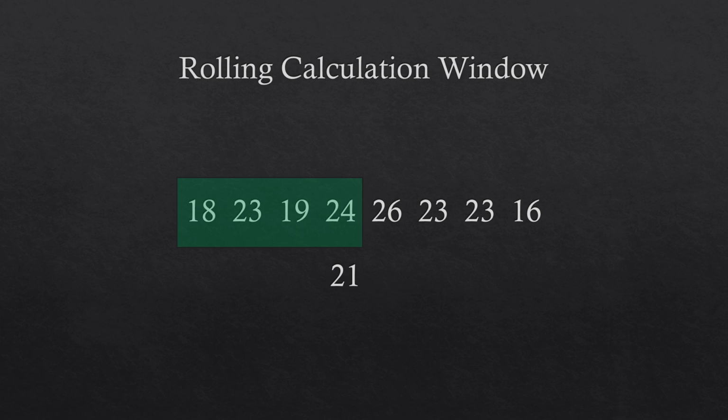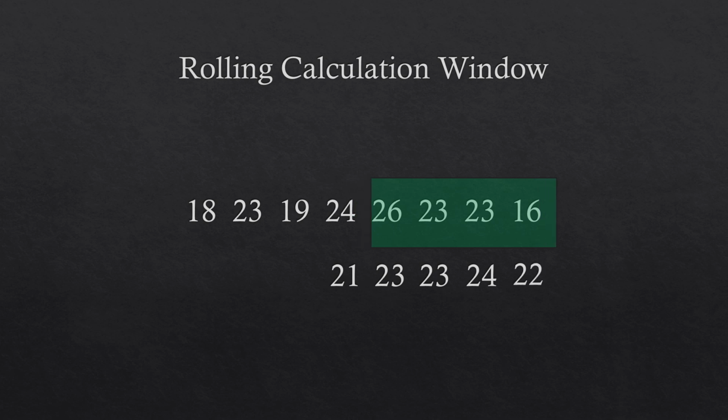Now we move one number to the right on the series and calculate the average again. This time we get 23. Notice that one number got out of the calculation and a new number got in. The green box is the rolling calculation window. This is analogous to the period of a moving average. For example, when a trader says that he's going to use a 20-period moving average, he's going to use a setting that calculates the average of the last 20 closing prices.